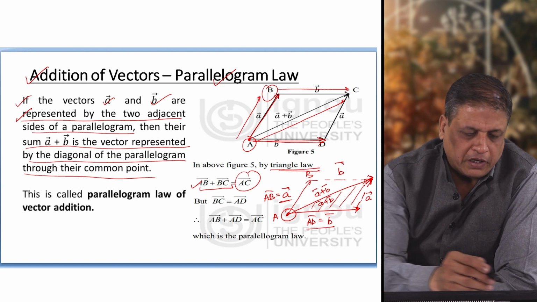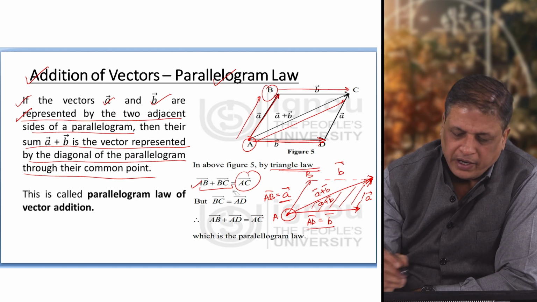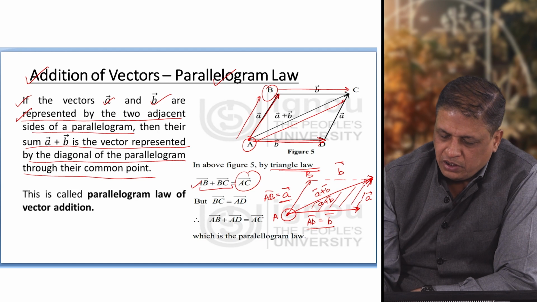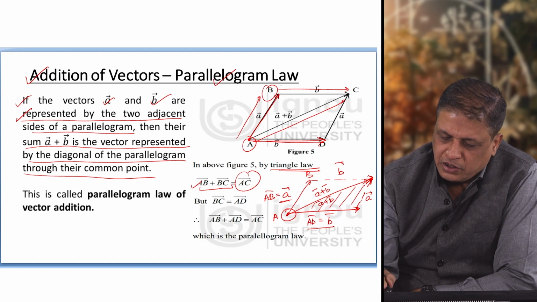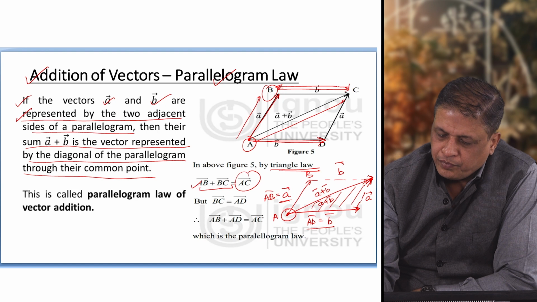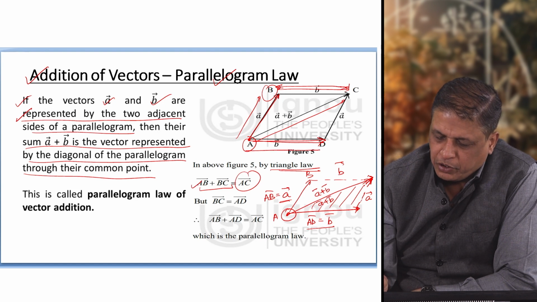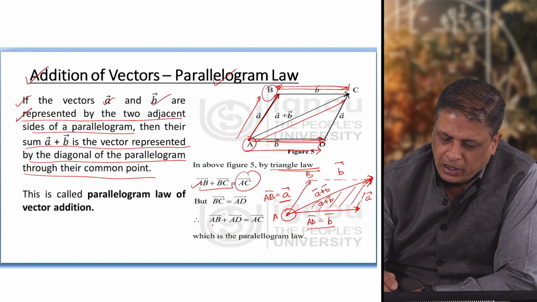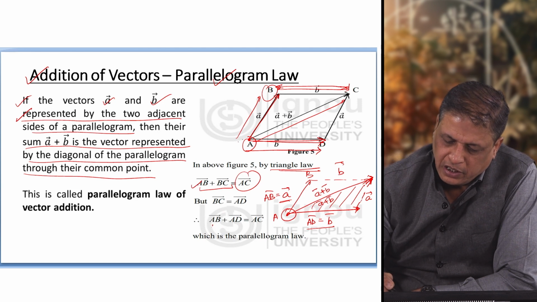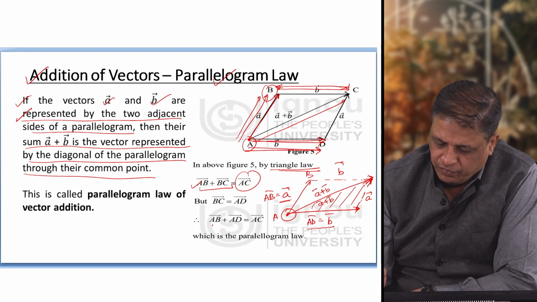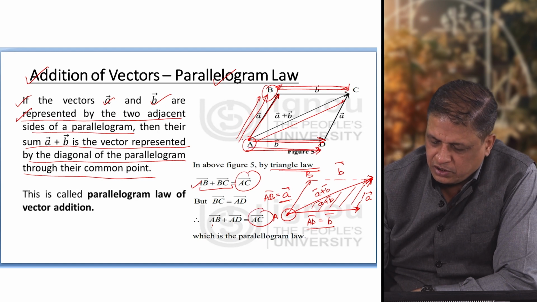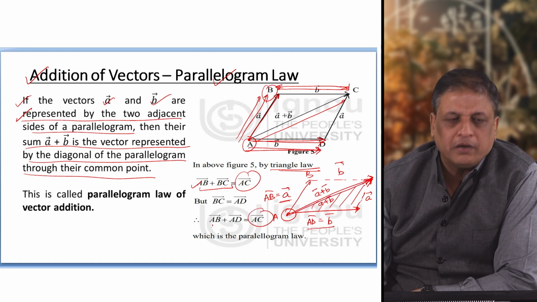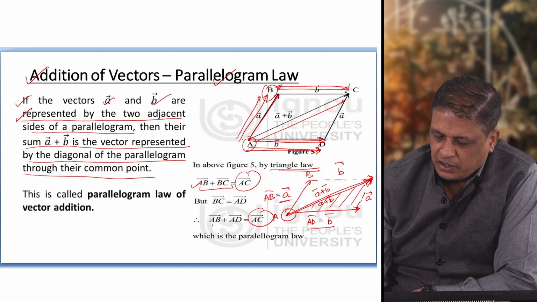But you know that BC is equal to AD. What is BC? BC is this vector. So, BC is equal to AD because they are parallel to each other. That means you can always write that AB plus AD is nothing but AC. So, the diagonal represents the sum of the vectors A and B.